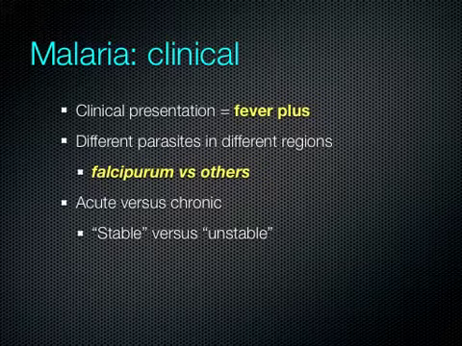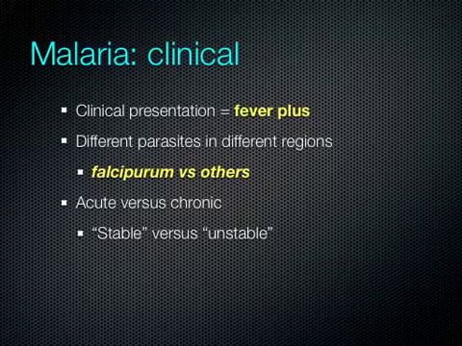All right. The second point to take home is that in different regions, there are different parasites. I've broken it up as Plasmodium falciparum, and then everything else. That will be important because there are the so-called benign malarias and the so-called malignant malarias. Malignant is falciparum.